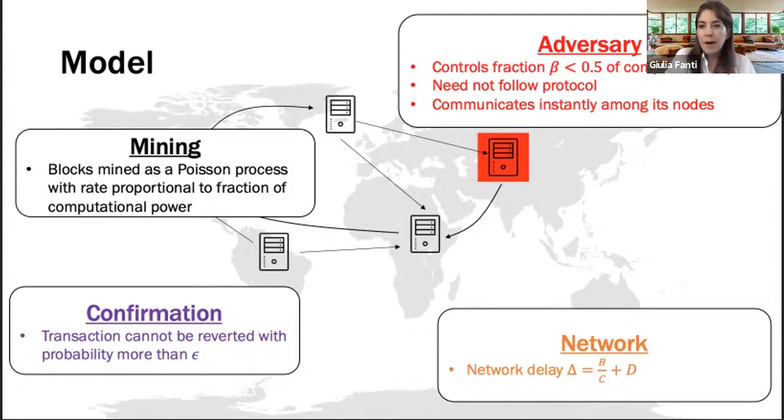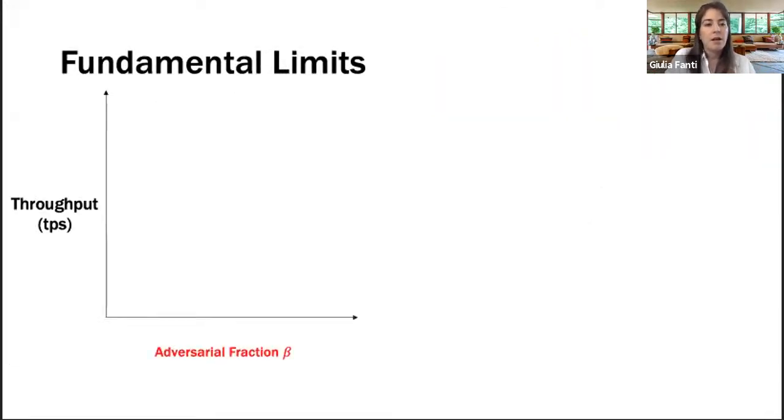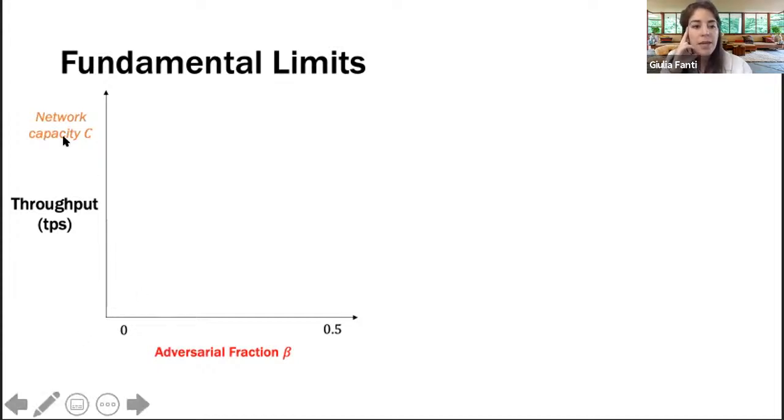Let's think now about what are the fundamental limits that we can hope to achieve. I touched on this a little bit earlier, but if we look a little closer at throughput, we can see that as our adversarial fraction beta varies from 0 to 0.5, our throughput must also decline. Clearly we can't do better than our network capacity C.